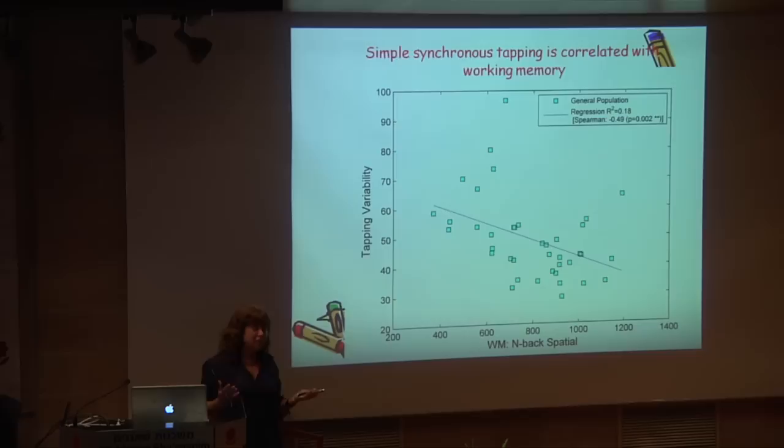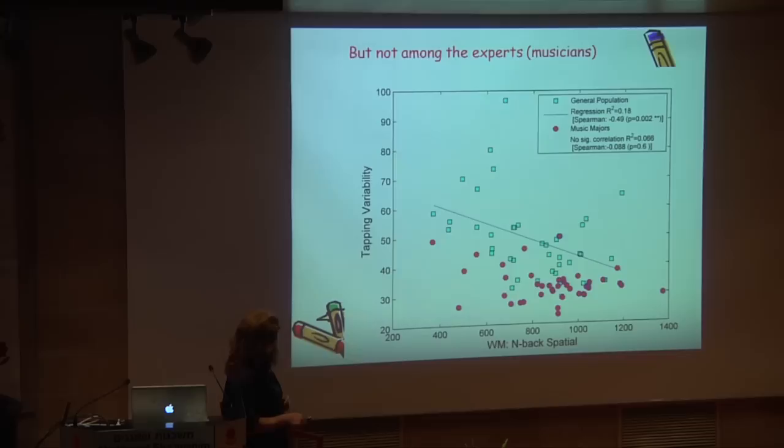Well, it depends if you're naive or you're not naive. That's what we did: we looked at musicians. The red points are the scatter plots that we get from musicians. First you see, well, this will be the last part of it, they tend to have somewhat better N-back. This is the score in the working memory. The higher you are, the better you are. And on the other measure, you want to be low because this is low variability.